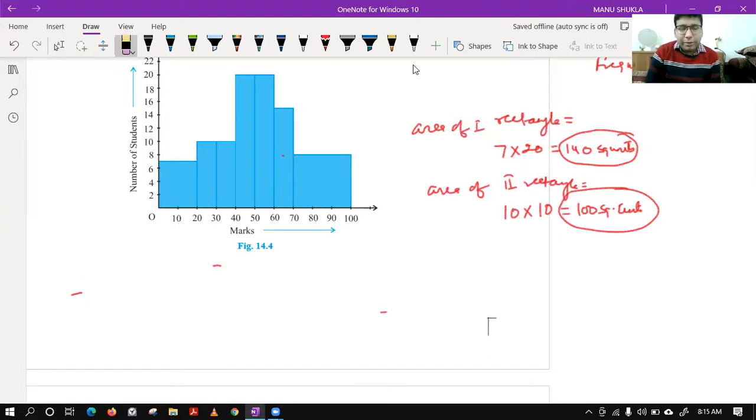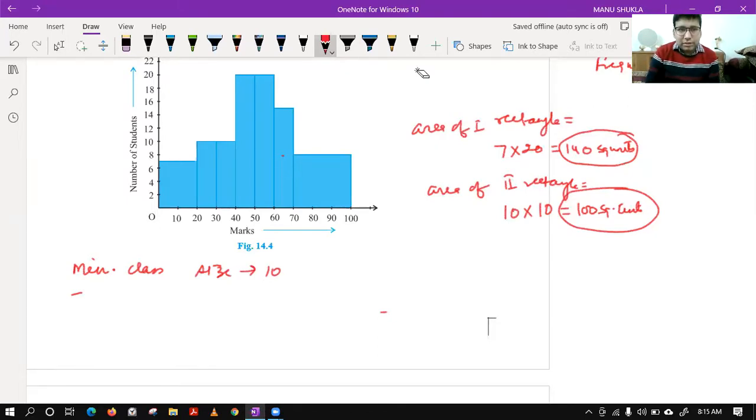So tell me, what is the minimum width available in this histogram? What is the minimum class width? We have 20 width over here. The minimum width is 10. So the minimum class size available to us is 10. So we will try to find out all the frequencies for this class width. Okay, let's see how.